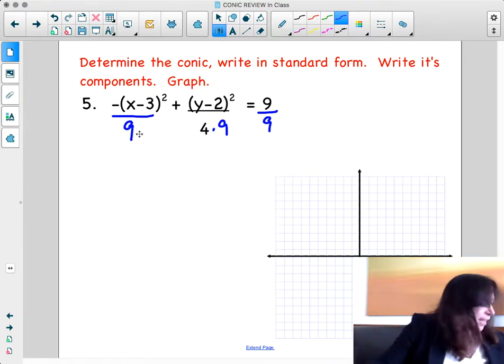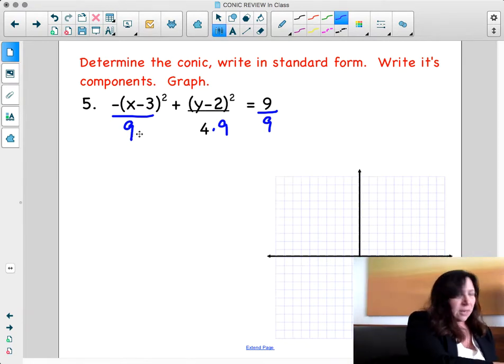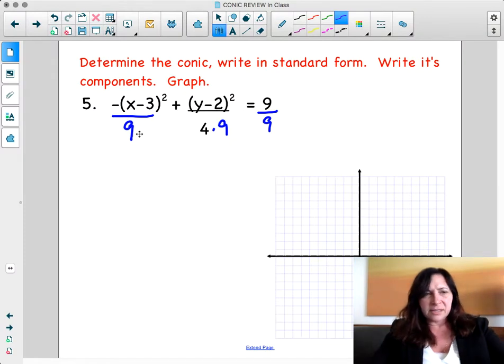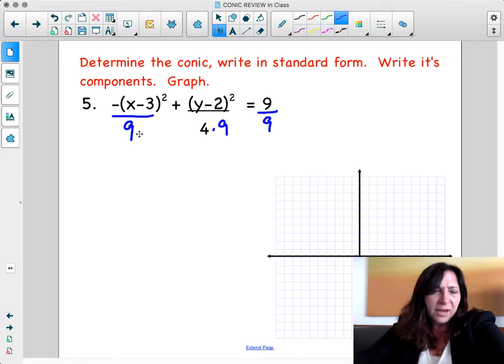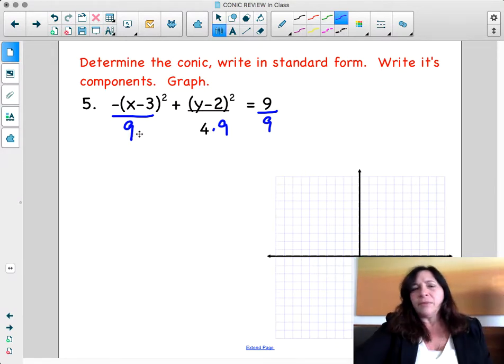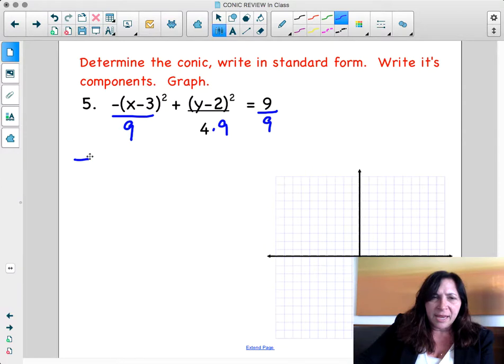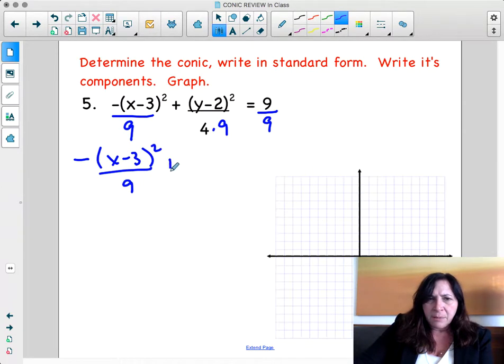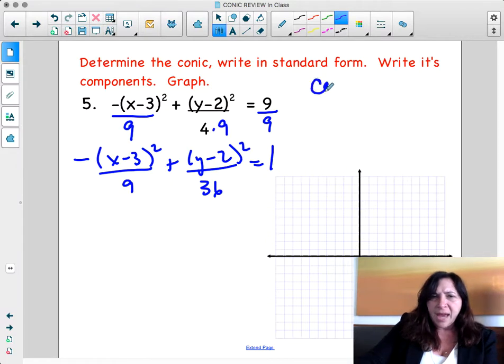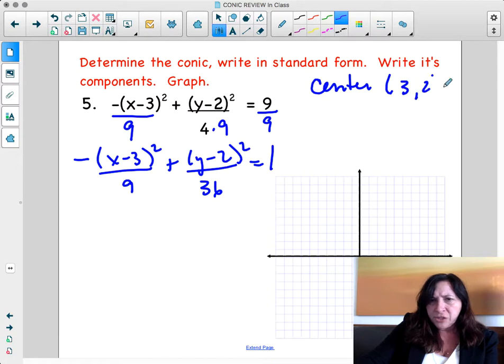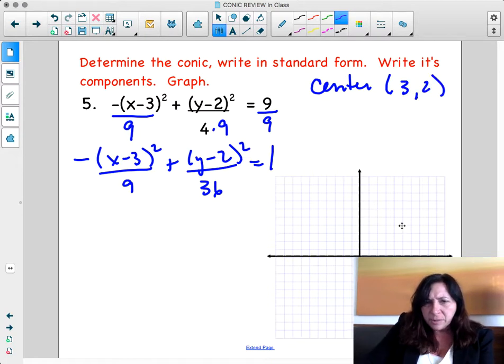And that being the case, if I am dividing that by 9, let's see, plugging this in real quick. On the left side here, I'm just going to have negative quantity x minus 3 squared over 9 plus y minus 2 quantity squared over 36 is equal to 1. It means that my center is going to be at, let's see, 3, 2. It means that, so let me put my center in.